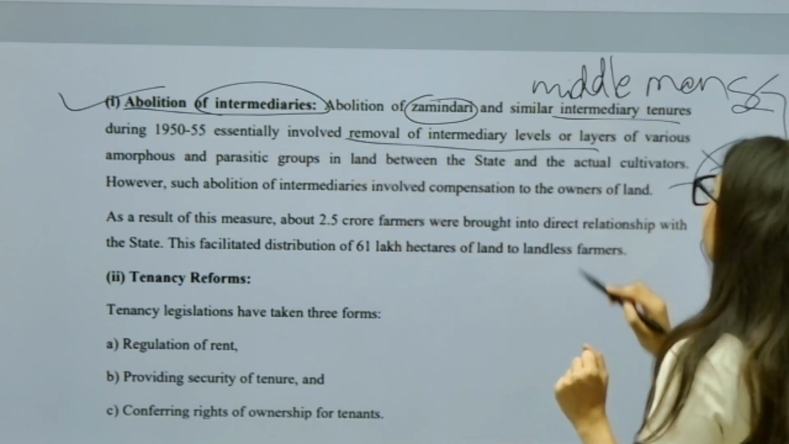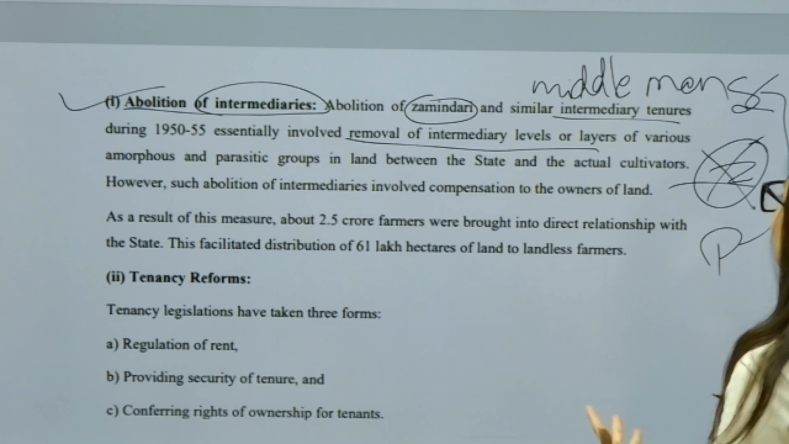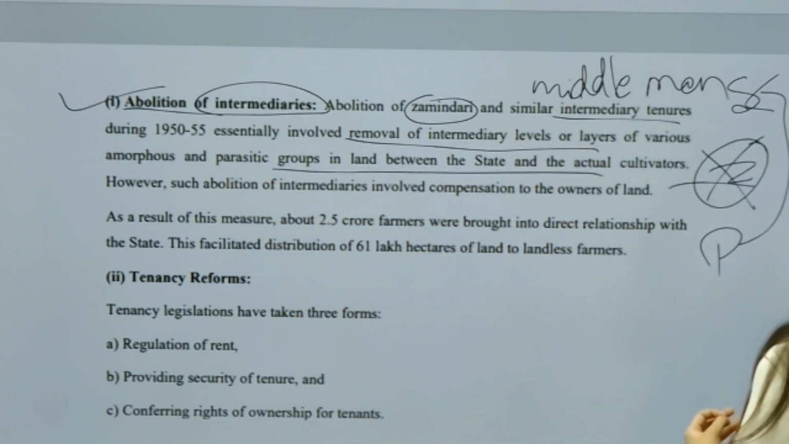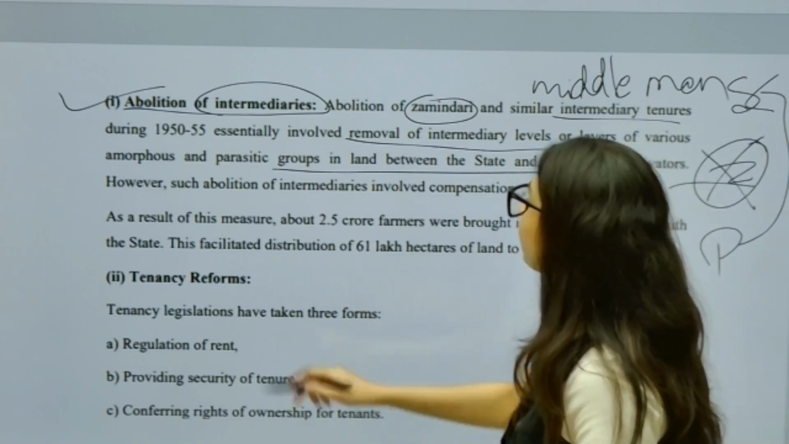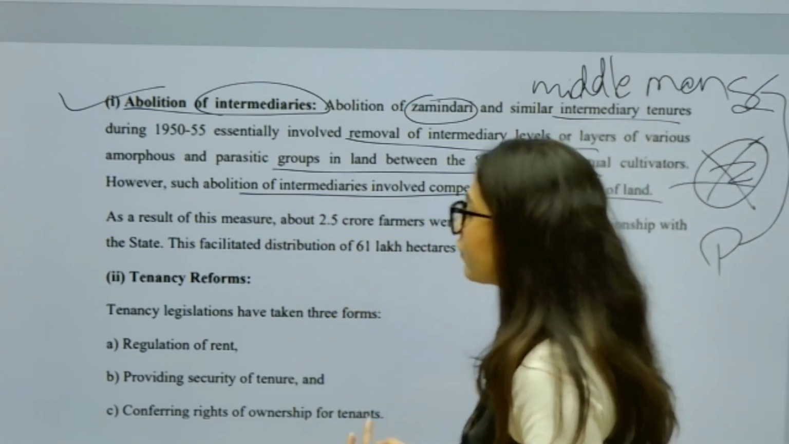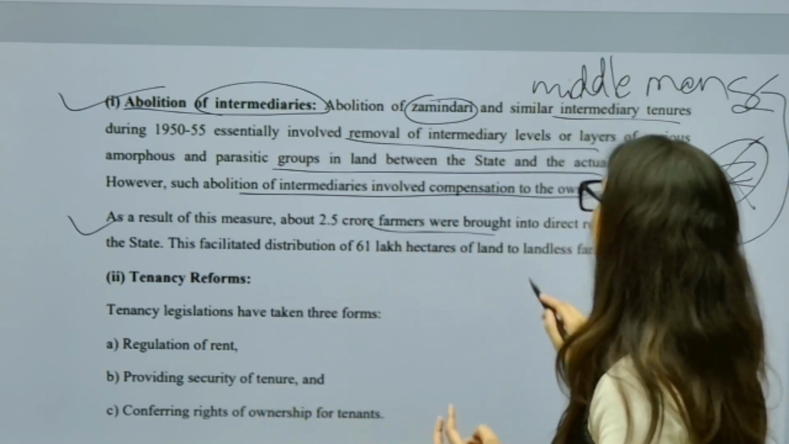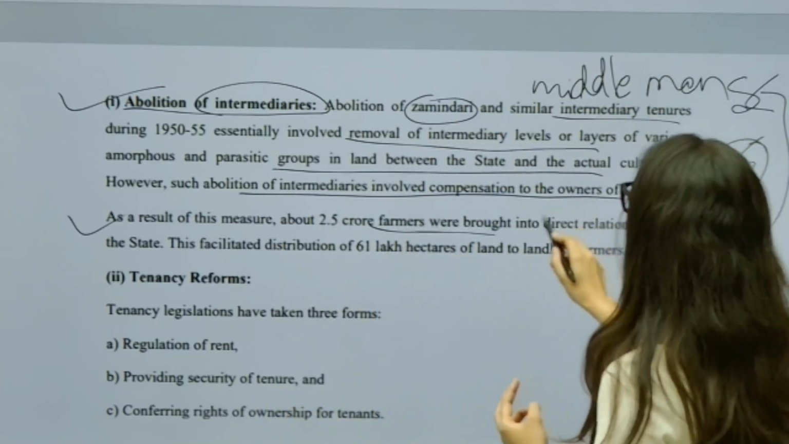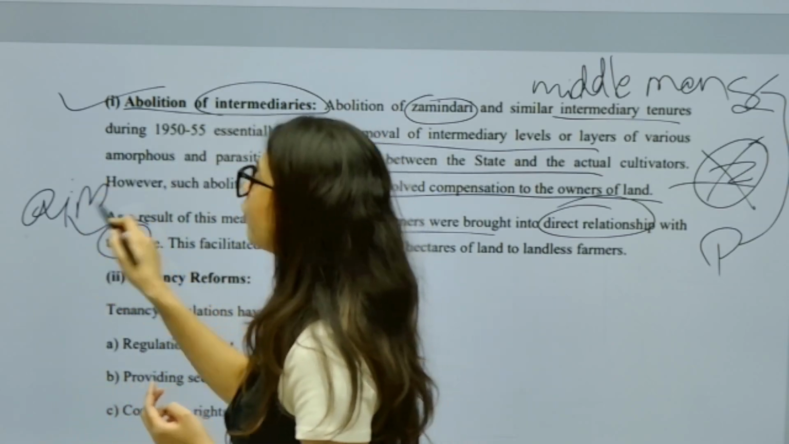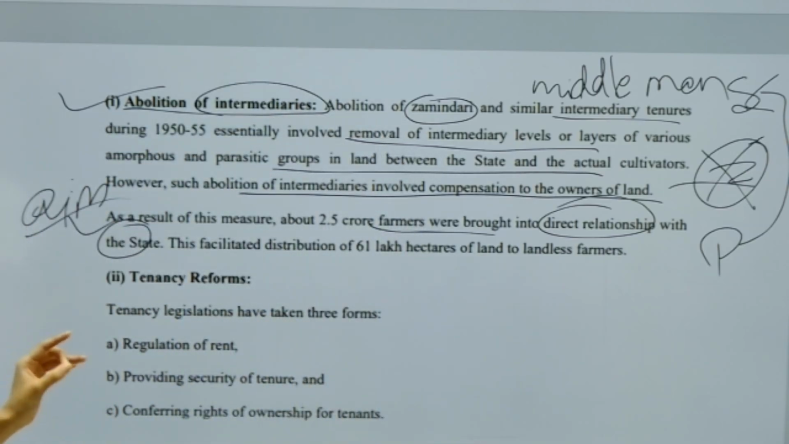So it involved removal of intermediary levels, or the layers of various parasitic groups in the land between the state and the actual cultivators. Such abolition of intermediaries involved compensation to the owners of the land as well, and as a result 2.5 crore farmers were brought into a direct relationship with the state. The question can be asked, what was the aim of abolition of the zamindari system? It was nothing but to improve the direct relation with the state.